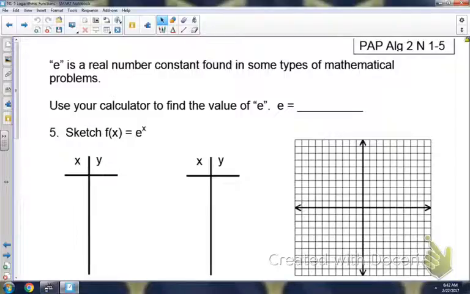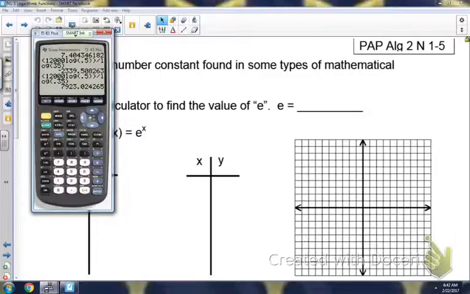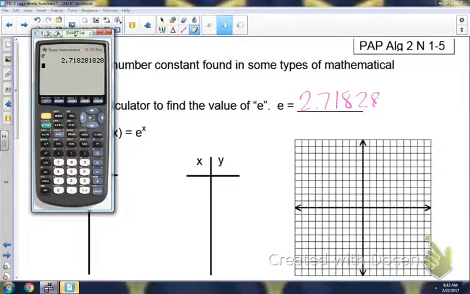So remember I told you when we went over it the first time, it's just like pi, it represents a real number. So if you go to your calculator, you're going to do second divide, and then that's E. Press enter. So it says E equals 2.7182881, etc. We'll go ahead and put 2.718 there. So that's E. E is just like a constant.